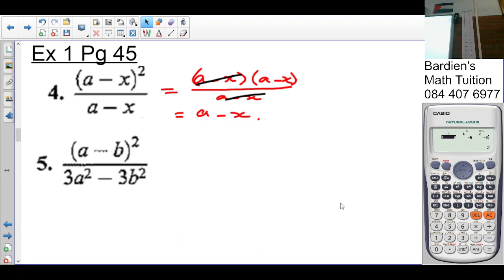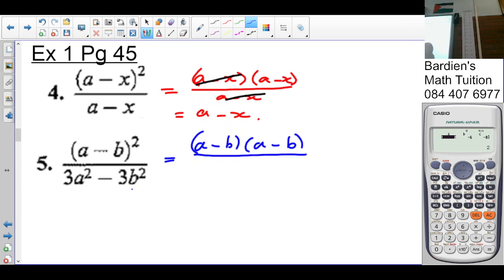What does a minus b squared mean? a minus b times a minus b over. What can happen here? 3 is common. I'm left with a squared minus b squared. Not so? What's going to happen here? What type of factorization is there, people? a minus b, a plus b.